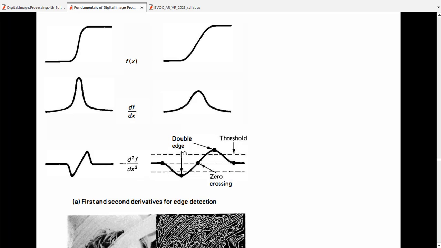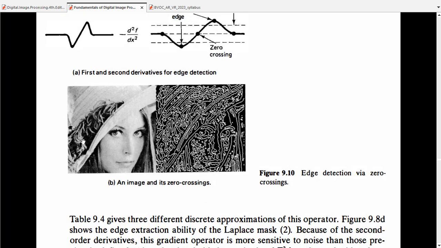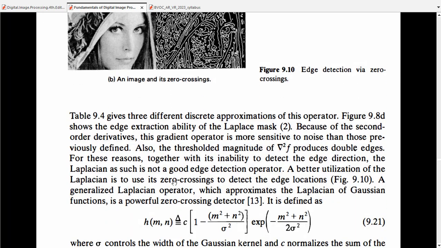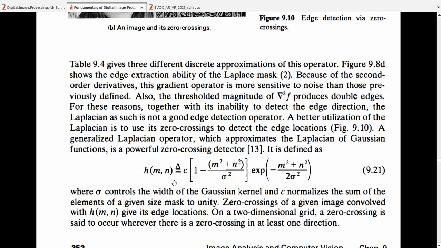So double edges will come to crossing over, the zero crossing method. This is a normal edge, which belongs with the threshold value, and the double crossing is the second order derivative. So the first and second order derivatives for edge detection. This is the first order. The second order gives edge detection via the zero crossing method. In this, the Laplacian of Gaussian is called LoG, and the difference of Gaussians is DoG.